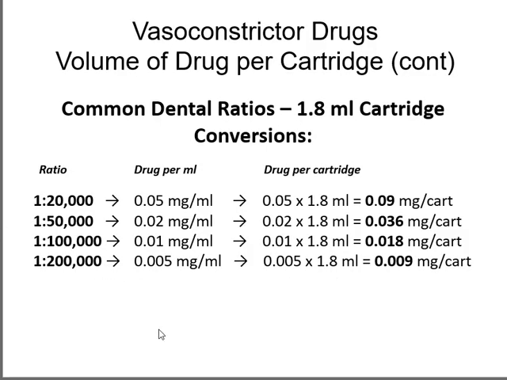And these are some common dental ratios of vasoconstrictor. The most common one, and the one that we'll be using almost exclusively in pharm, is the 1 gram of epinephrine to 100,000 milliliters of water right here. Because the 1 is the epinephrine and the 20,000, 50,000, 100,000, 200,000 is the water, you can see that the 1 to 20,000 is the most concentrated of epinephrine.